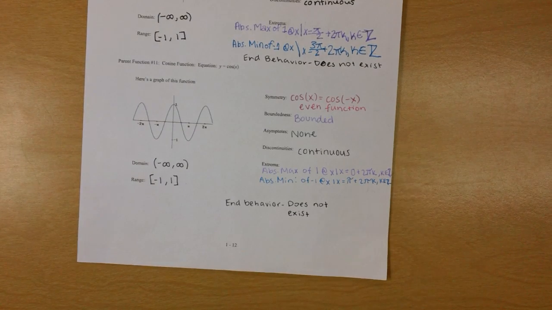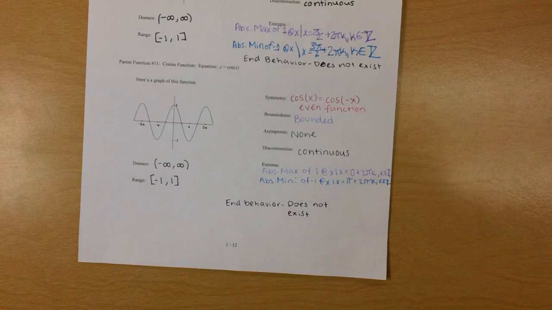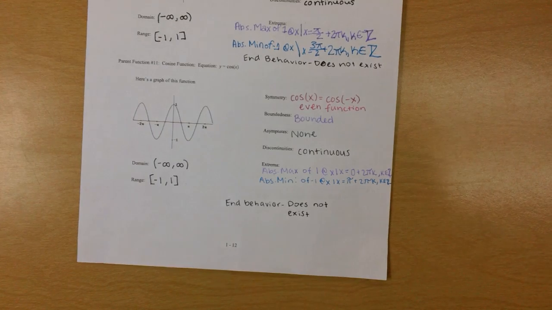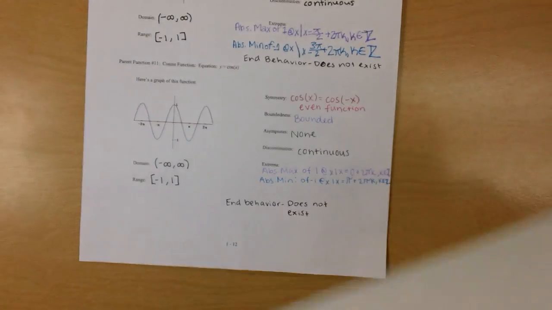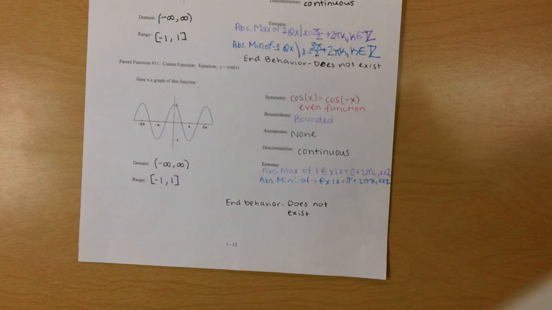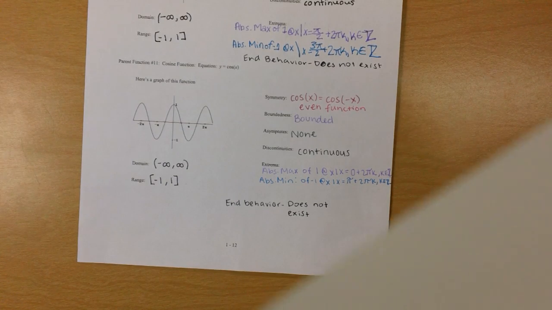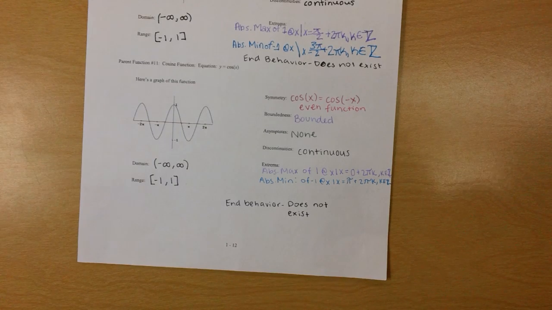The function has an absolute maximum of 1 at x such that x equals 0 plus 2 pi k, where k is an integer. It has an absolute minimum of -1 at x such that x equals pi plus 2 pi k. For the end behavior, the limits don't exist. Also, the increasing and decreasing of this function oscillates between -1 and 1.